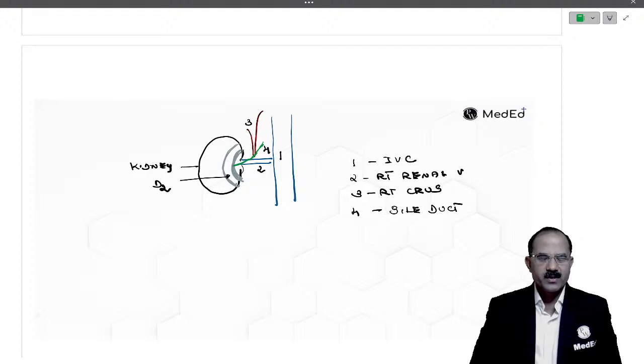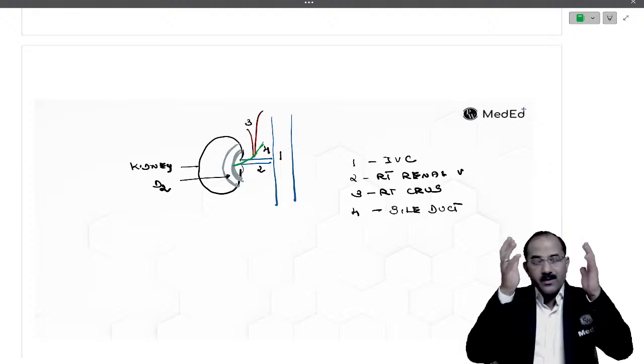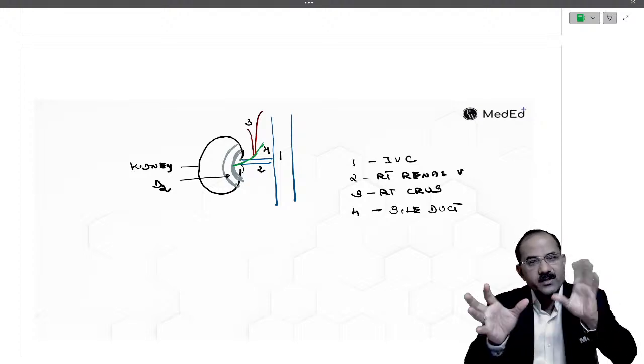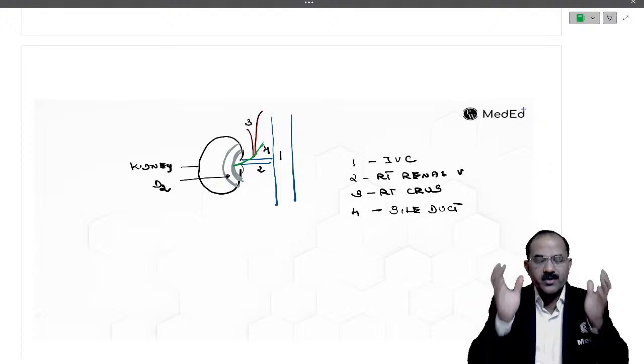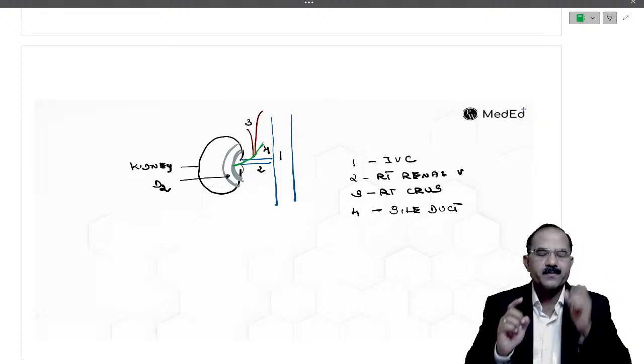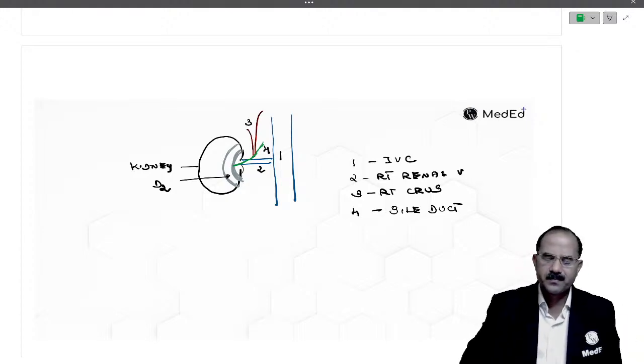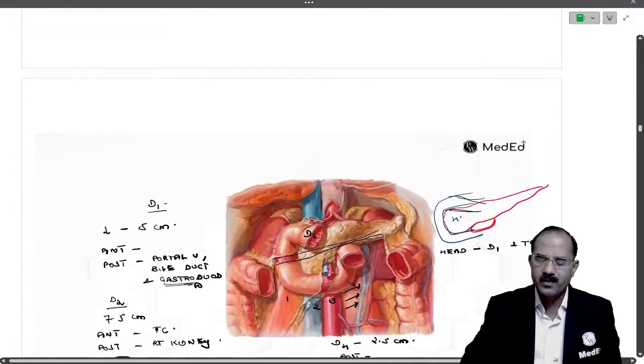Right? Obstructive jaundice. Remember all this, children. If you know your concepts well, if you know your gross anatomy well, the clinical questions are very easy to correlate. Children have difficulty with clinical questions. So just try to understand the gross like this, and you'll understand the clinical. Fine. So that's the head of the pancreas.